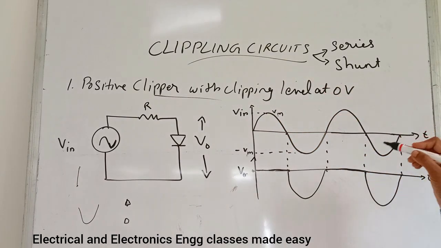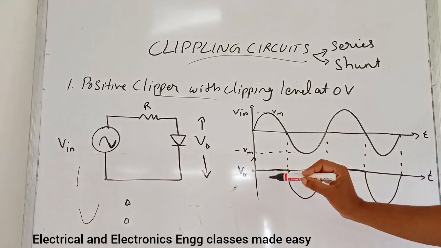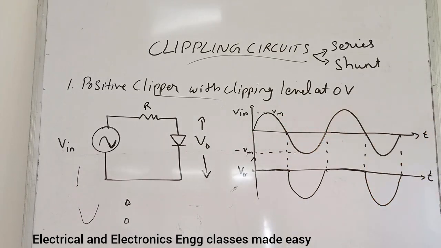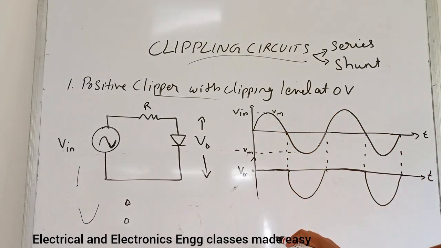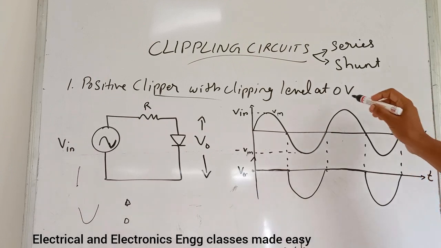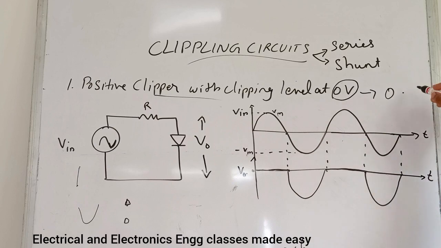And so this is the theoretical expression for the positive clipper, but in practical case there will be some voltage drop across the diode. So if the voltage drop across the diode be, let it be 0.6, then the clipping occurs exactly at 0.6 volt, not at 0 volt. It will be at the voltage drop across the diode. So let it be 0.6 volt.